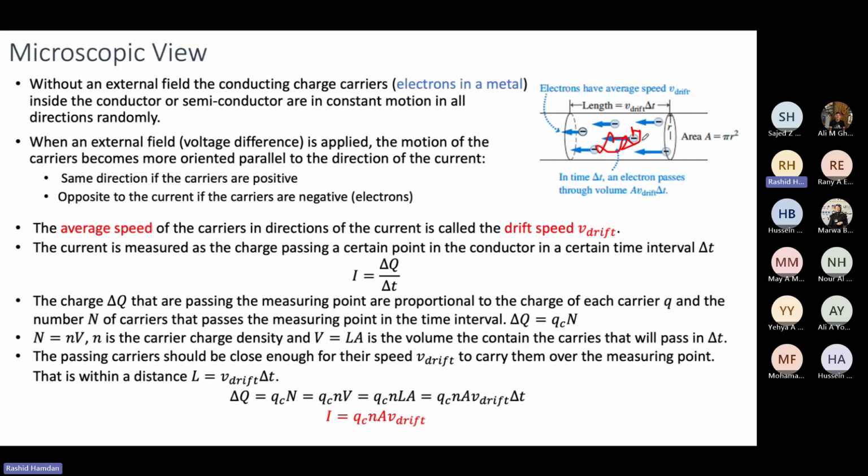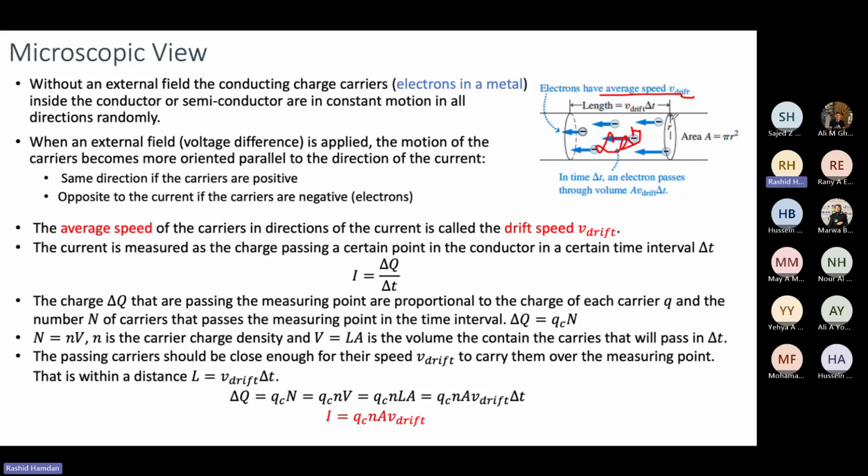So that's basically what the electrons are doing inside. Now, what I do is I call the average velocity in the direction of the current the drift speed. It's not magnitude and direction. It's magnitude only. So I call it the drift average speed. So the electrons have an average speed. We call it the drift speed.